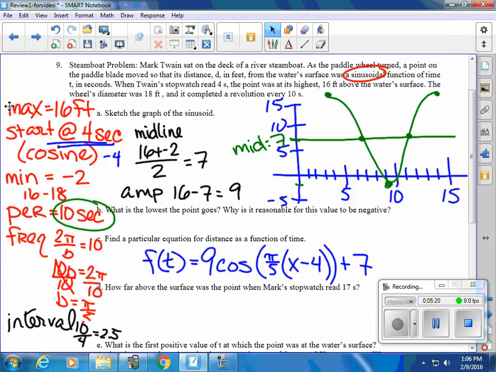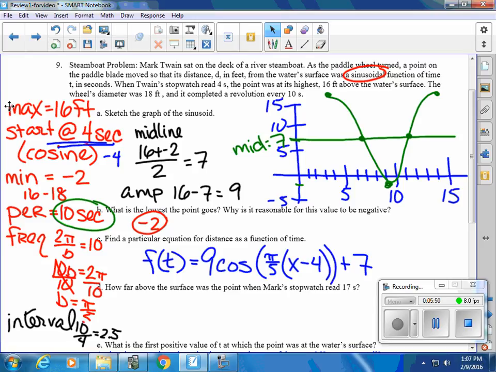All right, so what is the lowest the point goes? And we know that it's -2. We already figured that out because we did the maximum, 16 feet minus diameter. Okay, why is it reasonable for it to go negative? Well, if you think about a boat, a paddle boat specifically, you have to have the paddle in the water, otherwise it cannot propel itself. All right, so once we get all this done, we're done with the hardest part.